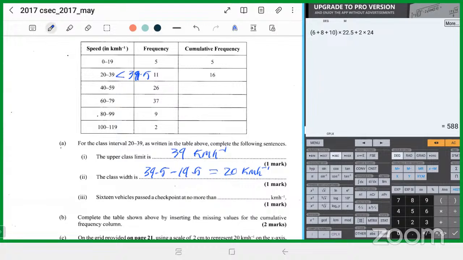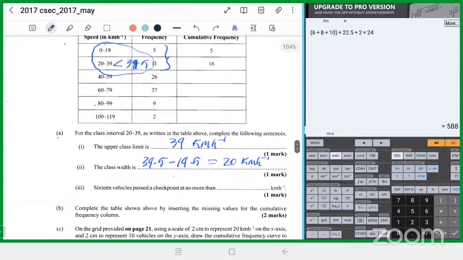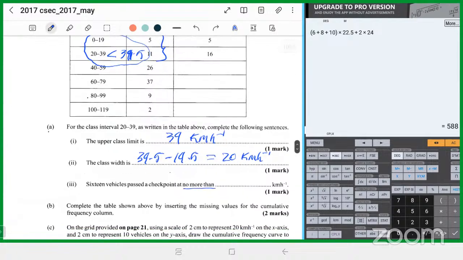Right? Because all of these vehicles down here will be going at a speed of less than 39.5. And it is 16 of them, the 5-year and the 11-year. Makes 16. That's what the 16 represent. So this is kind of worded poorly because it said no more than. No more than means less than or equal to.